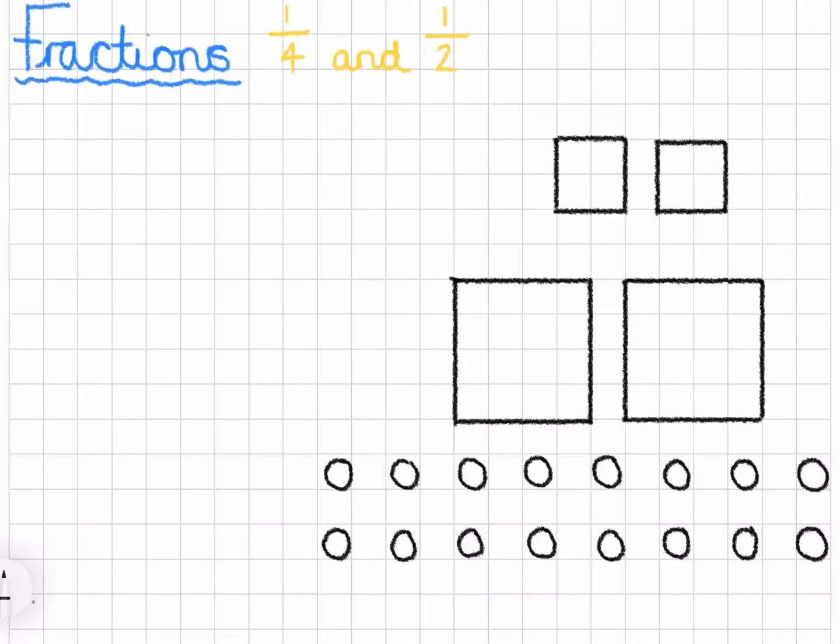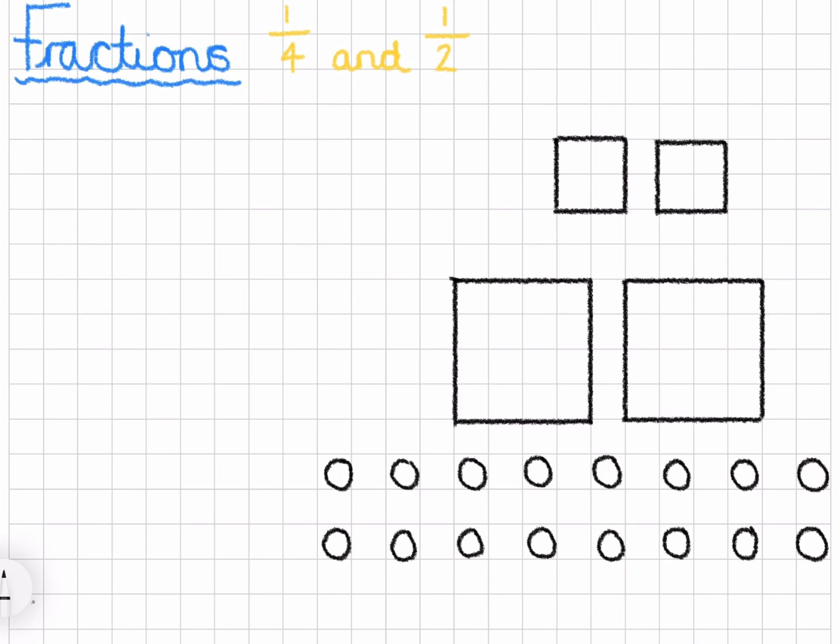In this video, I'm going to show you an easy way of finding the fractions 1/4 and 1/2 when looking at real life objects. So here we have an array of different shapes. We have some small squares, some larger squares, and we have some circles. We're going to start off by finding half, and once we've found half, it is really simple to find 1/4.